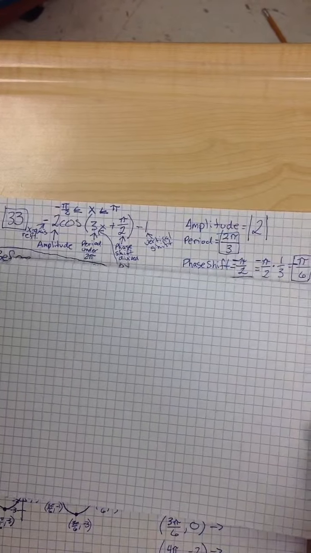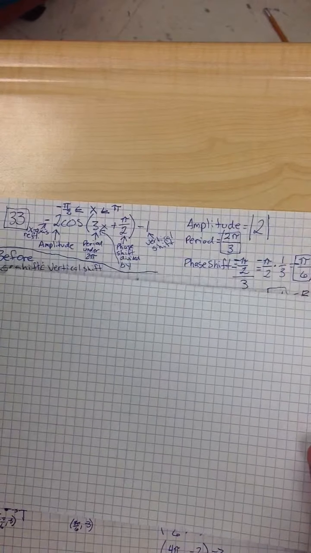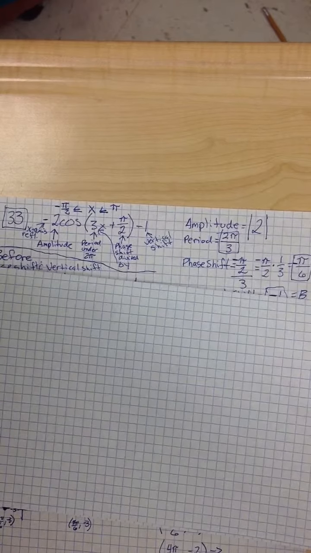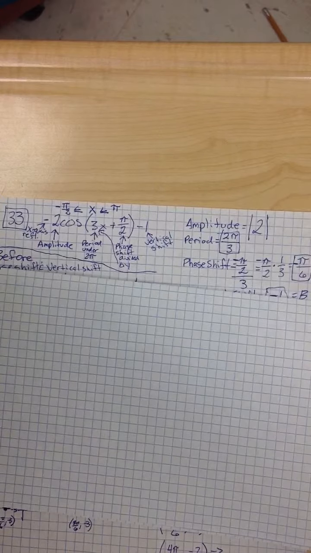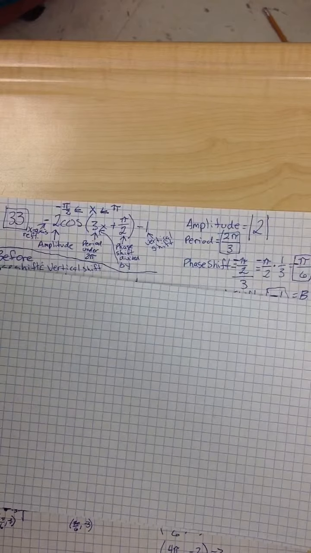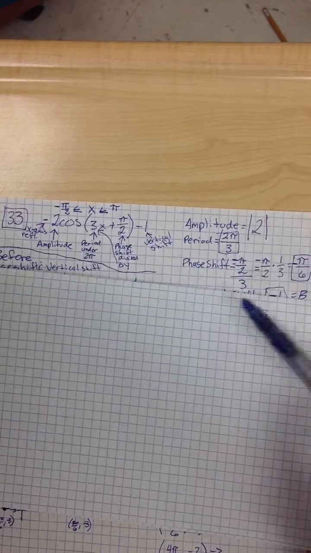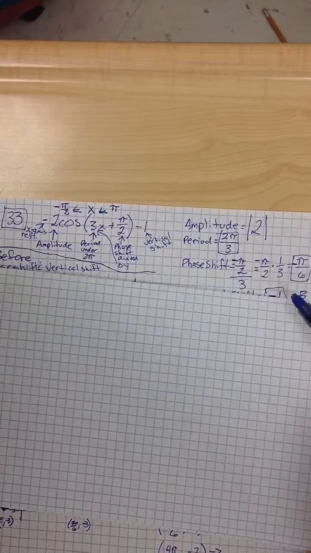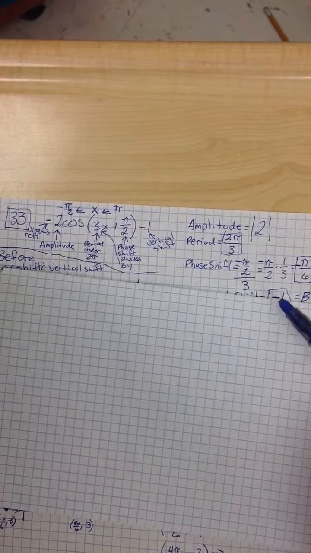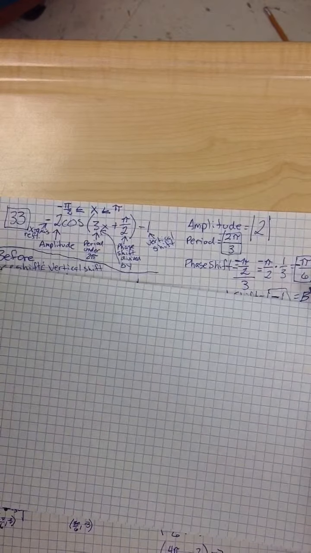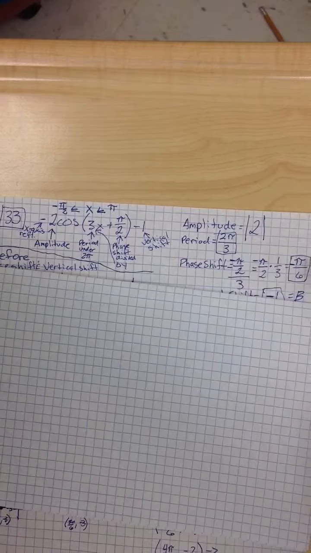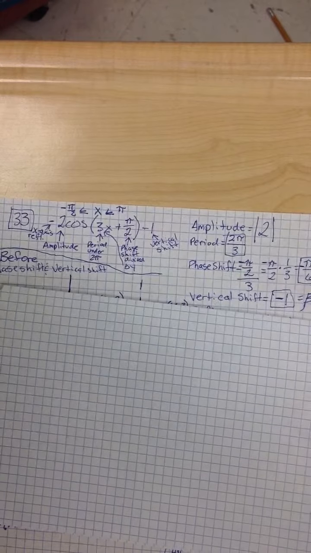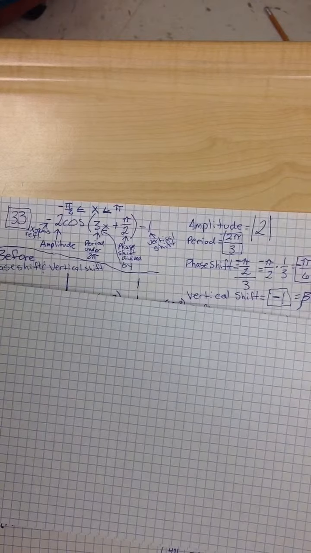Then the next thing we come to is the phase shift, and the phase shift is the next term, which would be pi over 2, and since it's a plus pi over 2, that means we're shifting it to the left, so we put it in as a negative pi over 2, and then we divide it by the term multiplying the x, which is a 3. So we have negative pi over 2 over 3, which equals, in the end, negative pi over 6. And then the last term in the sequence is a negative 1, which gives us a vertical shift of negative 1.